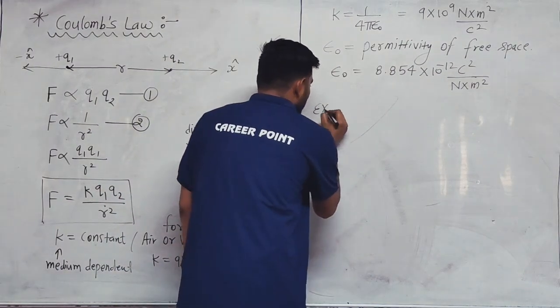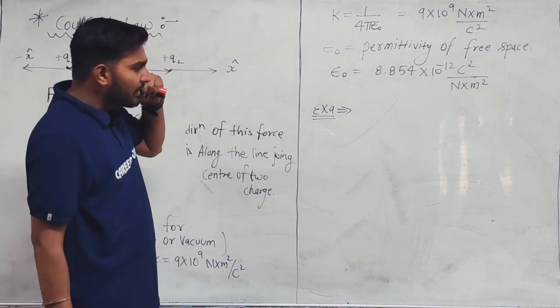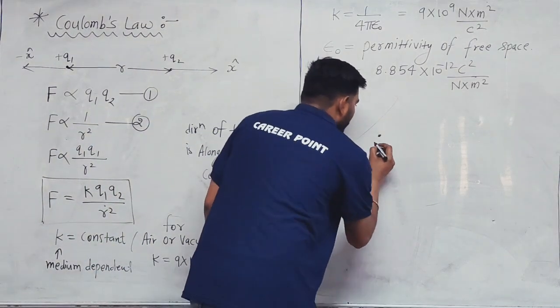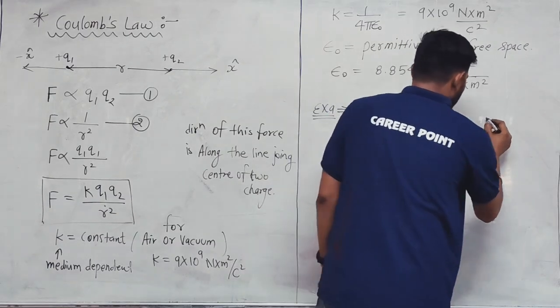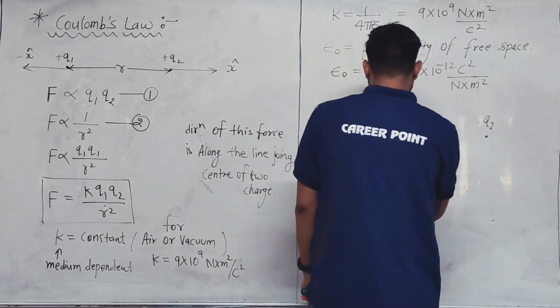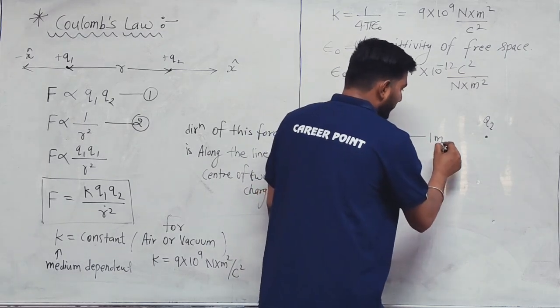So my first question is, let's suppose we have two charged particles. First one is Q1 and second one is Q2, and both of these two charges are separated by a distance of 1 meter.